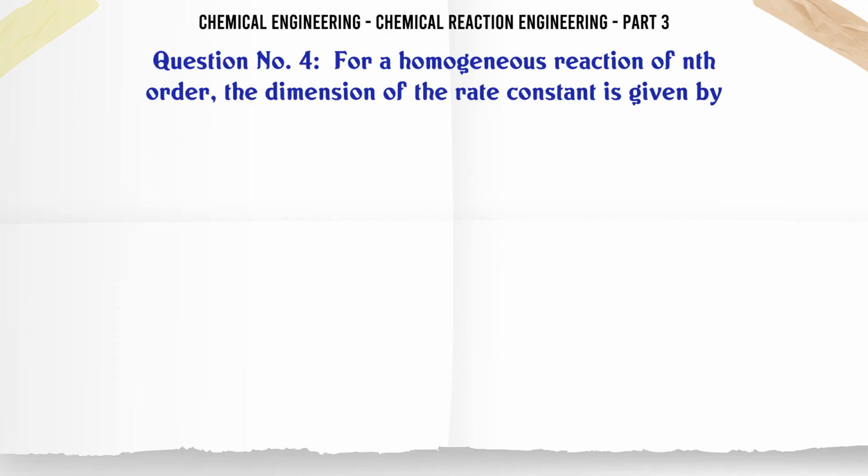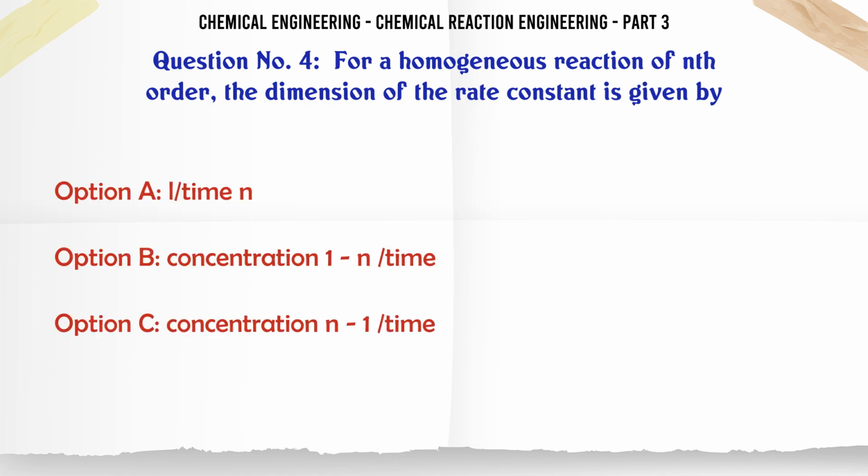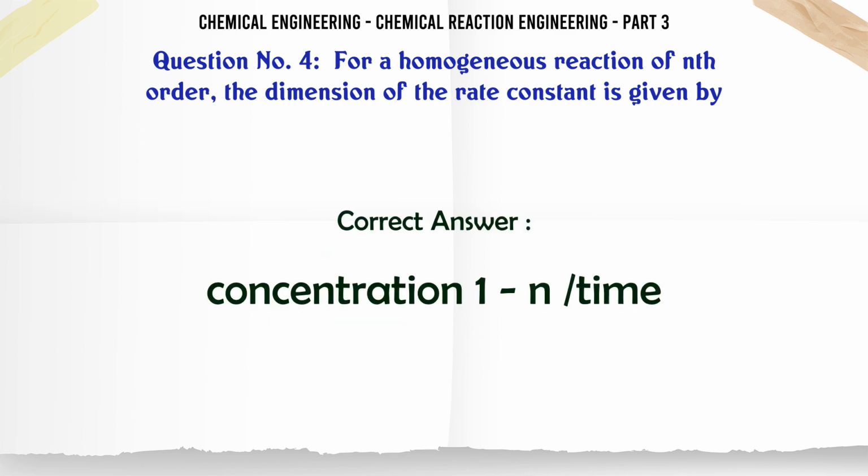For a homogeneous reaction of nth order, the dimension of the rate constant is given by: A. L to the n, time; B. concentration to the (1 minus n), time; C. concentration to the n, 1 over time; D. none of these. The correct answer is concentration to the (1 minus n) over time.